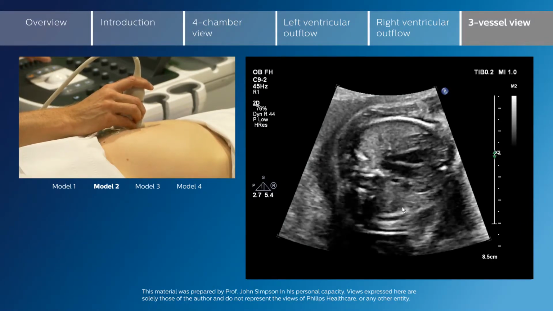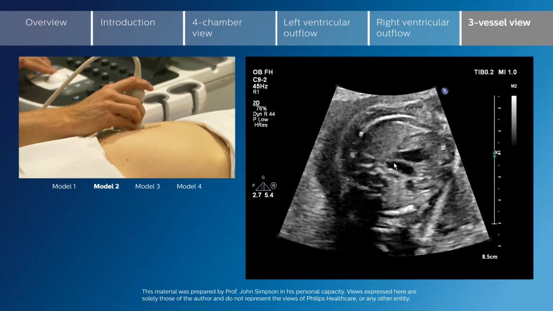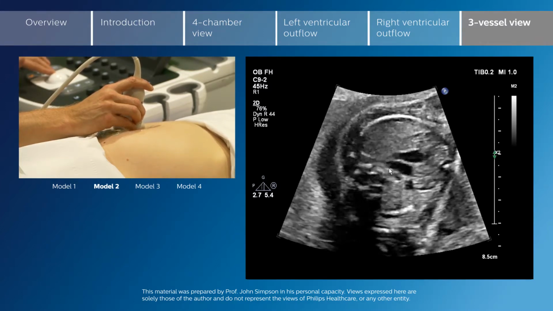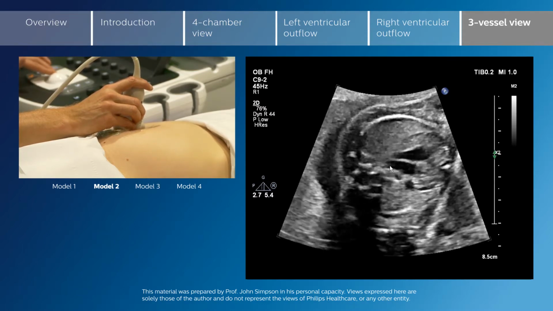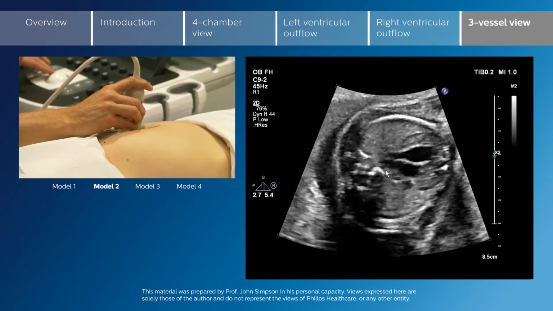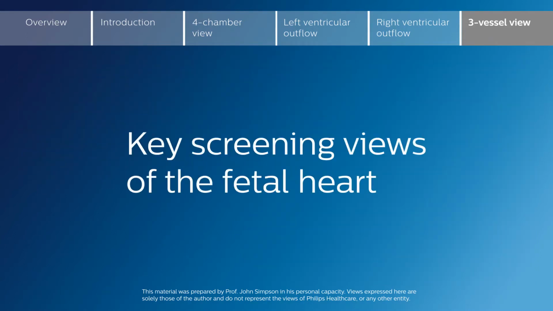So this constitutes a normal three-vessel view, with a similar size of the transverse aortic arch and isthmus here and the ductal arch. There should be no major discrepancy in the size of those structures. And those represent the key core screening views of the fetal heart, which we'll be discussing.